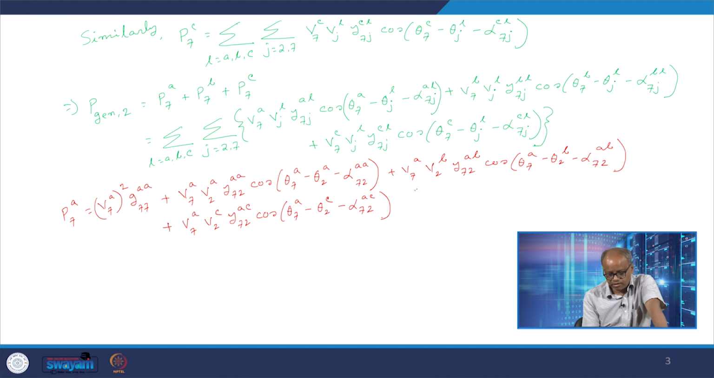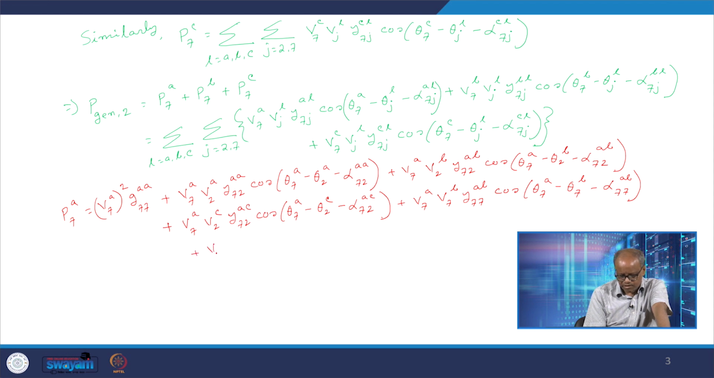Now let us take J equal to 7, L equal to B. So it is V7A, V7B, then Y77AB cosine theta 7A minus theta 7B minus alpha 77AB, and then the last one is V7A, V7C, Y77AC cosine theta 7A minus theta 7C minus alpha 77AC. So this would be the expression of P7A.